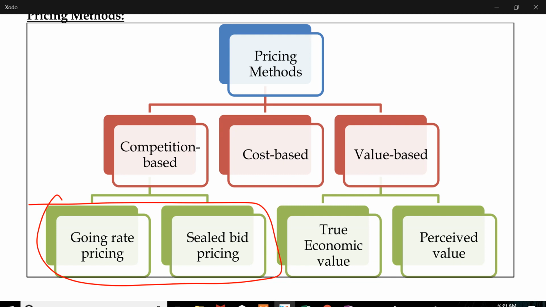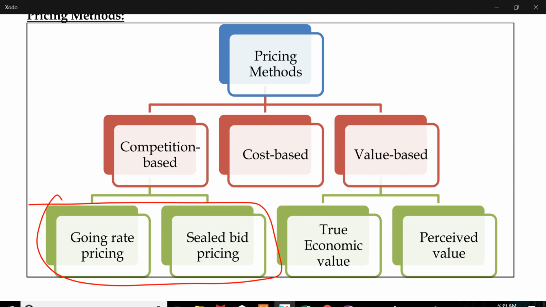So this is sealed bid pricing. Cost based is, Bharadwaj Institute will do a costing of whatever the expenses they incur for conducting CA classes, add all the cost, add some profit onto it and fix the price. That's called cost based pricing.